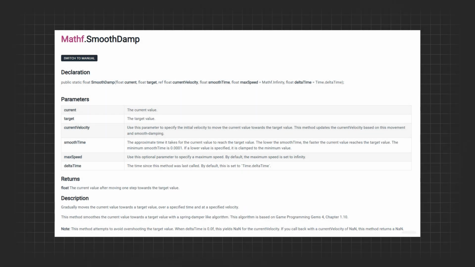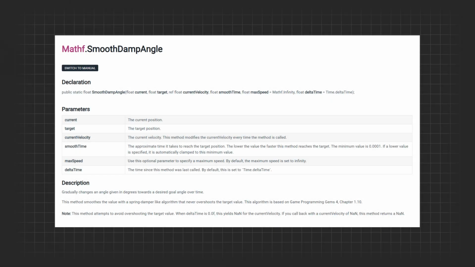Additionally, smooth damp has two more optional parameters: maximum speed, which is set to infinity by default, meaning there is no speed limit, and the time since the last frame, which is for advanced use and is set to time.deltaTime by default. There is also a smooth damp angle function variant, similar to move towards angle, which can be used for angle interpolation when smoother transitions are needed.